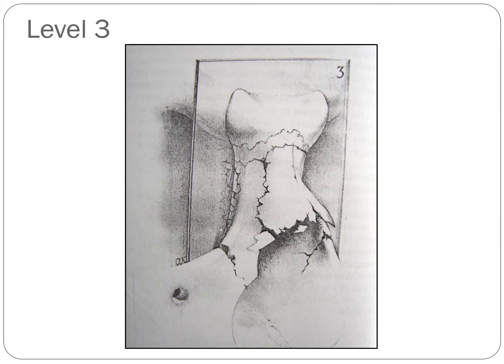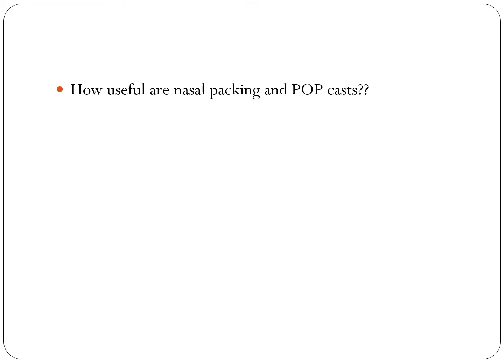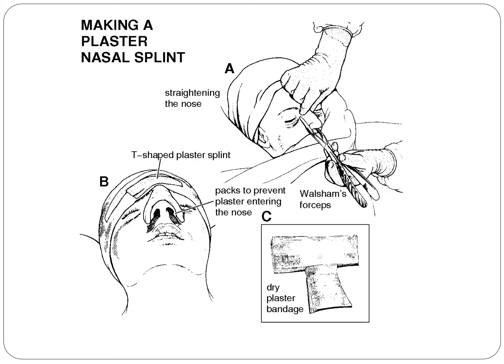In nasoorbital injury there are a lot of classifications, like Rowe and Williams, Markowitz, Robertson, and Ellis classification. So how will you pack the nasal bone fracture and apply the POP, plaster of Paris, cast? How will you reduce the fracture segment also?